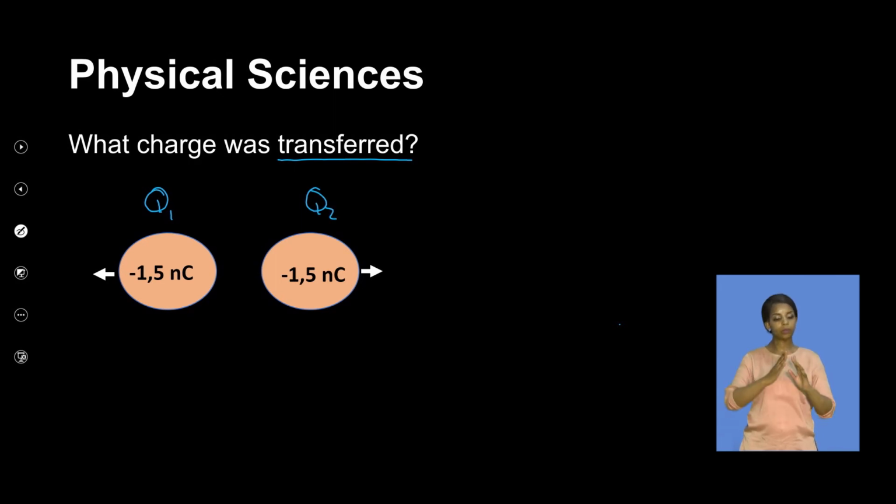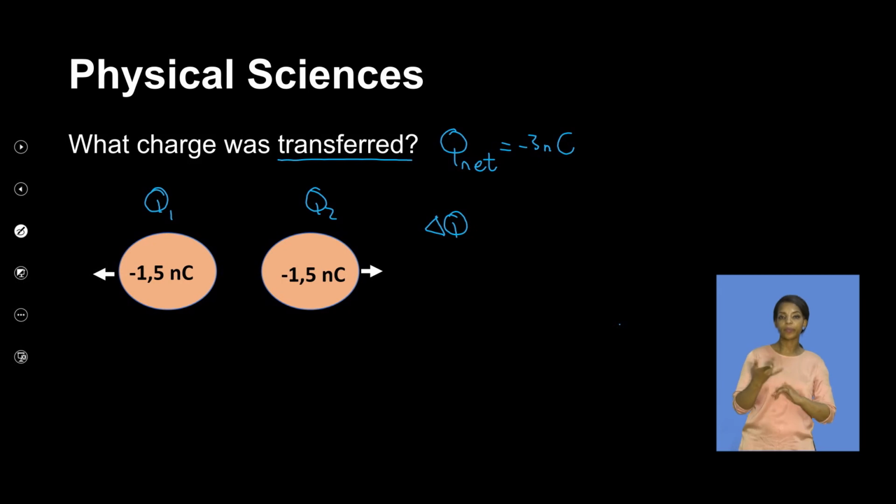We also need to realize, as we've already mentioned, that the net charge remains constant. We still have a Q net of negative 3 nanocoulombs. So the net charge is still the same, but the charge has now been equally distributed. It says what charge was transferred. Now we're actually talking about the change in charge. It could be for Q1. We know that the change in charge is equal to the final minus the initial charge.